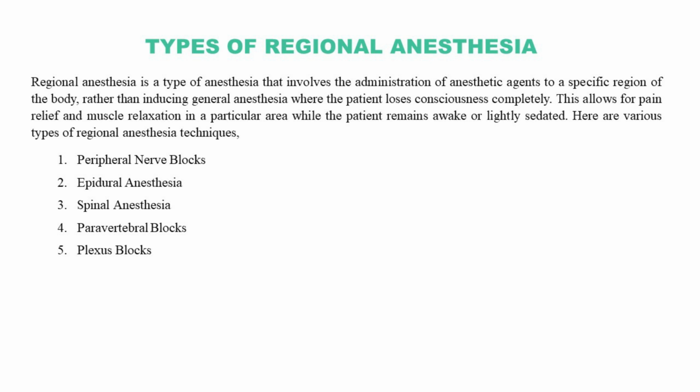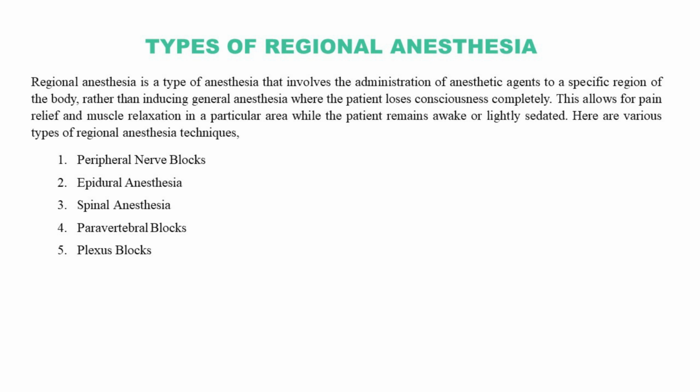2. Epidural anesthesia. Epidural anesthesia involves the injection of anesthetic medication into the epidural space, which is the space around the spinal cord but outside the protective spinal cord membrane, dura mater. Epidural anesthesia is often used for procedures related to childbirth, epidural analgesia for labor and delivery, and surgeries involving the lower abdomen, pelvis, or lower extremities.